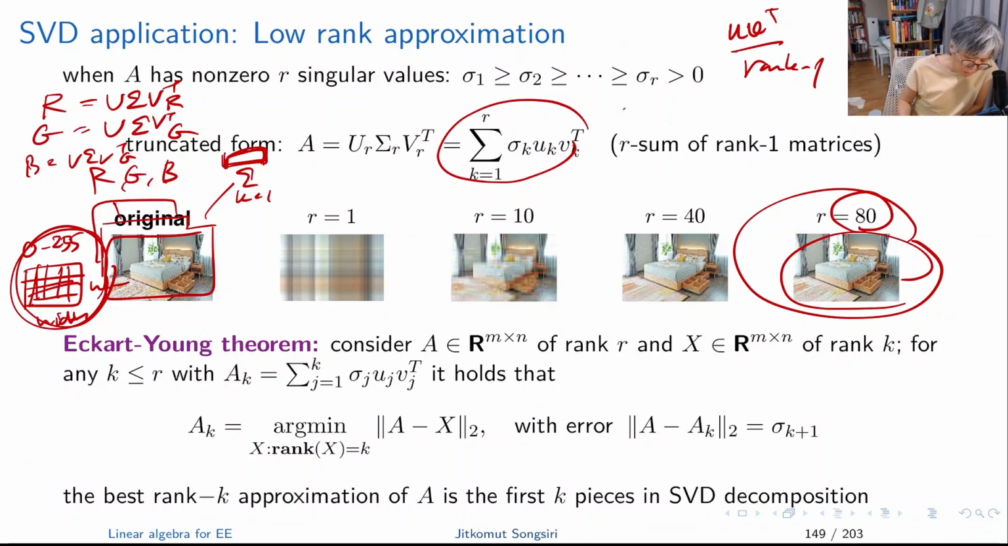About low rank approximation, we have a very interesting theorem, the Eckart-Young theorem. It says that if you have a matrix A of rank R, and X of rank K, where X is any matrix that has rank K, and K is less than R. So basically, X has lower rank than A.